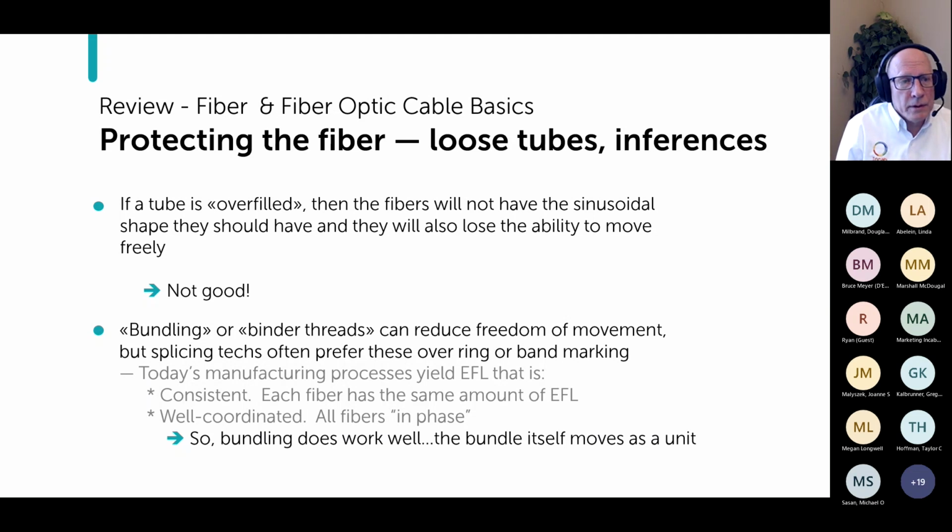One of them is called bundling, sometimes also called binder threads, where you take a group of 12 fibers and wrap a color-coded thread around them to create a bundle. That thread can also be called a binder thread. And so that makes a group of 12. Then you can repeat the 12 colors with a different color-coded thread, and now you're up to 24, and you can keep going. You can easily do up to 96 using that concept.